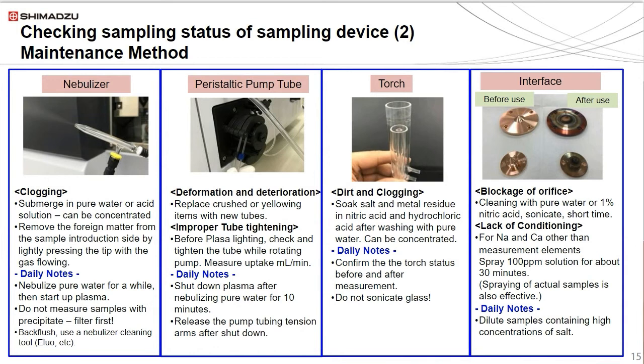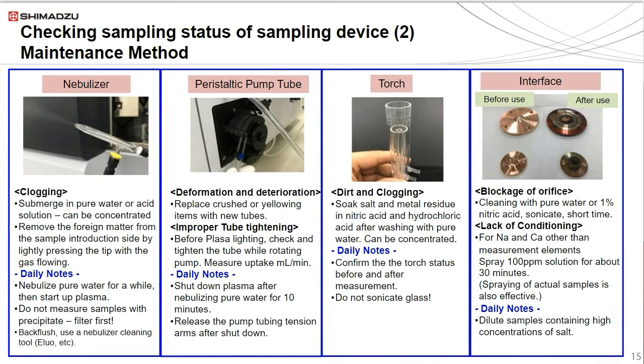Condition them by nebulizing pure water or 5% nitric acid after cleaning and drying. Cones can also be conditioned with 30 minutes nebulizing acid solution with 100 ppm sodium or calcium, whichever analyte is not in the method. Pump tubing can become deformed, particularly if cavitation happens after the instrument is shut down for the day and the tension of the pump arm is not released.